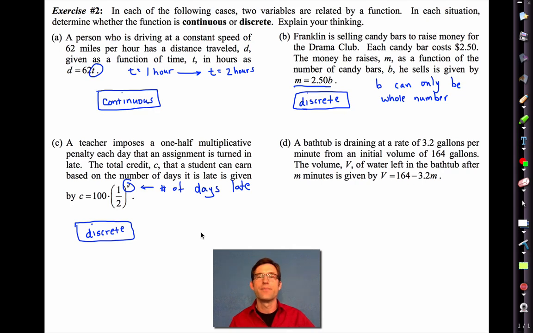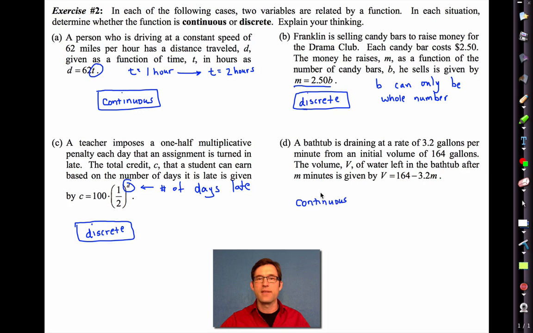Let's take a look at D. A bathtub is draining at a rate of 3.2 gallons per minute from an initial volume of 164 gallons. The volume of water left in the bathtub after m minutes was given by this function, 164 minus 3.2 times m. Now this is an example of a continuous function.